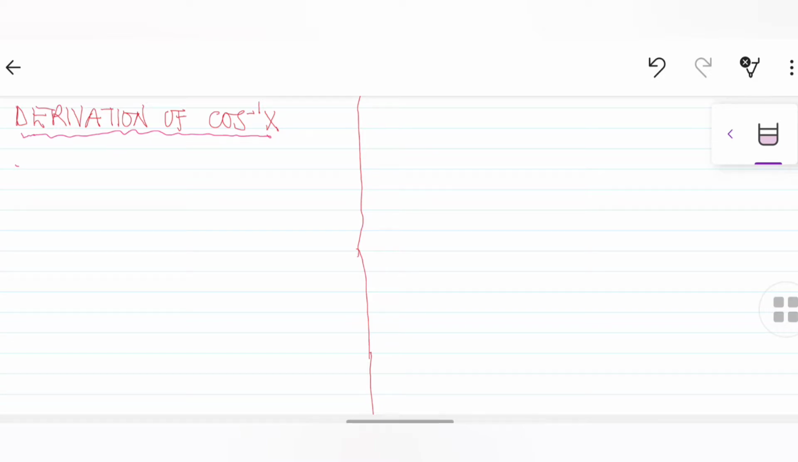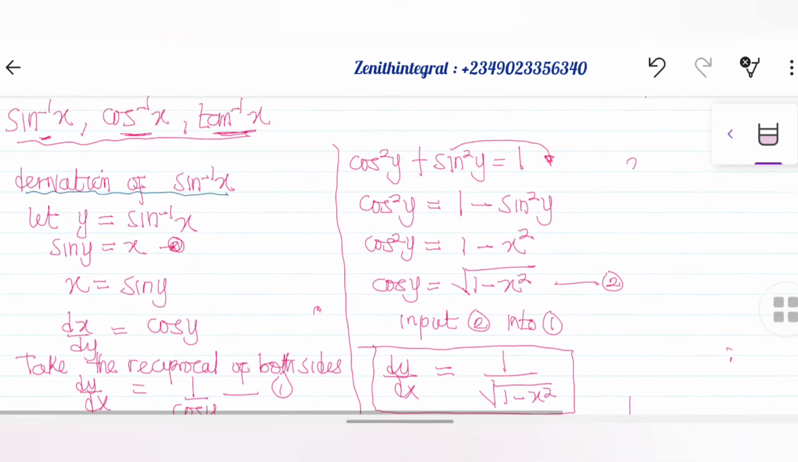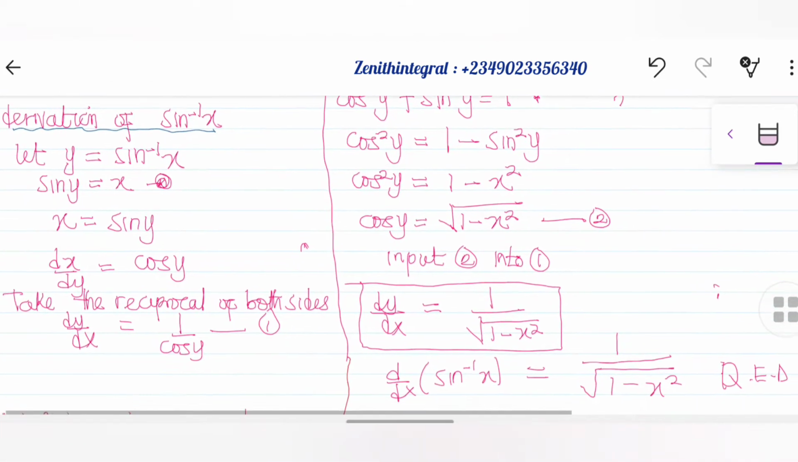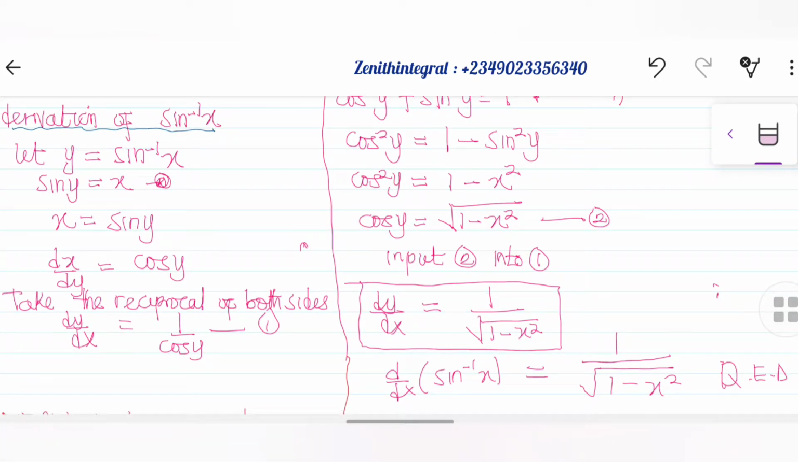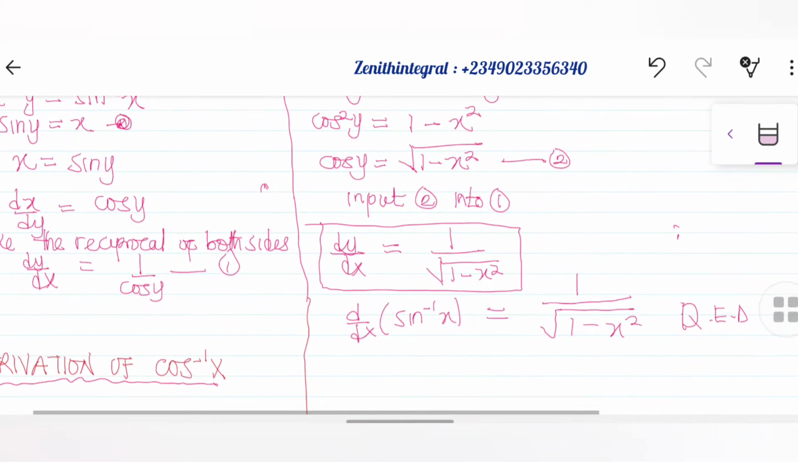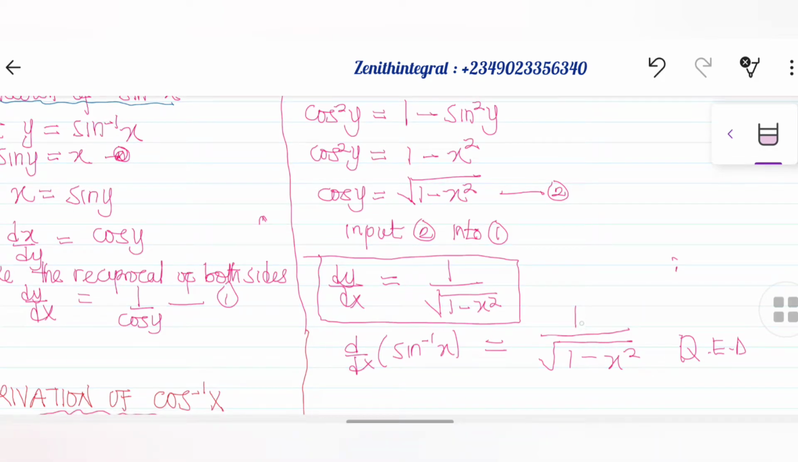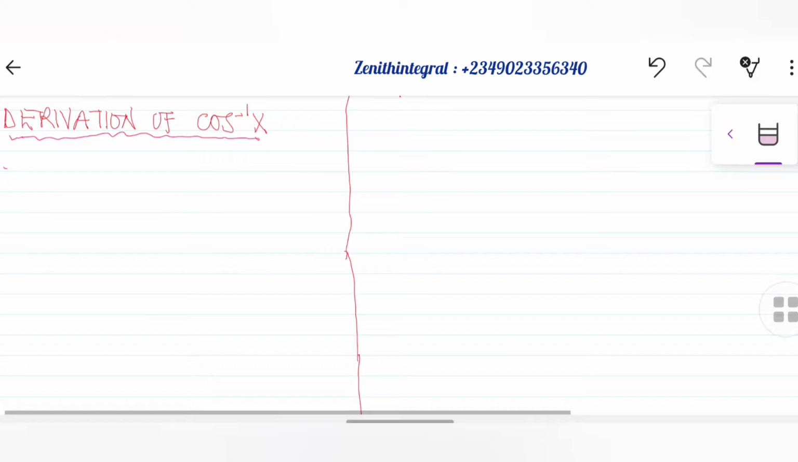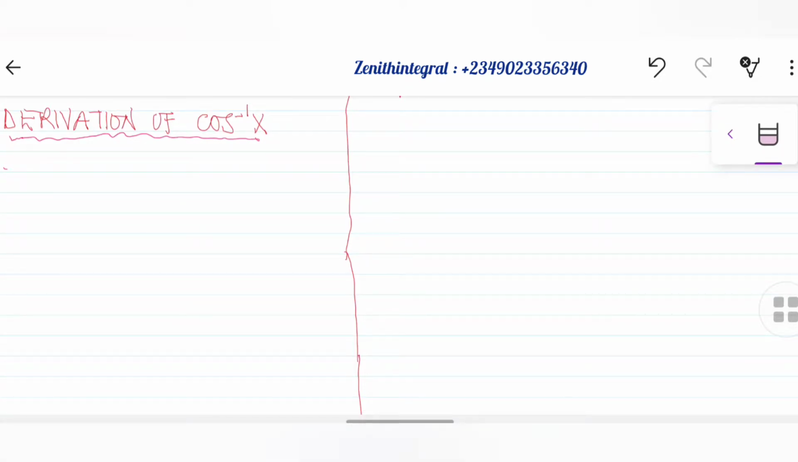Today's tutorial, we are going to be looking at how to find the derivative of cos inverse of x, which is one of the basic inverse trigonometrical functions that we have. In the first tutorial, we looked at the derivative of sine inverse of x, and we said if we find dy/dx of sine inverse of x, we are going to be having 1 all over square root of 1 minus x squared. So in today's one, we are going to be looking at that of cos inverse of x.